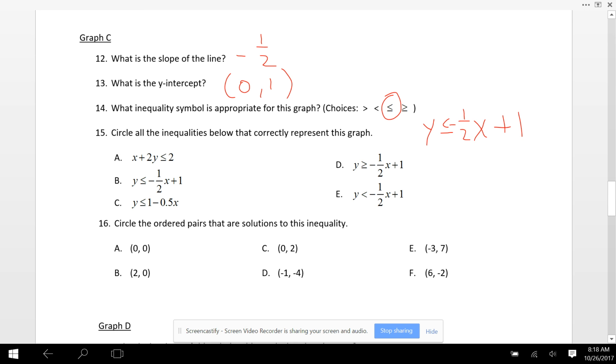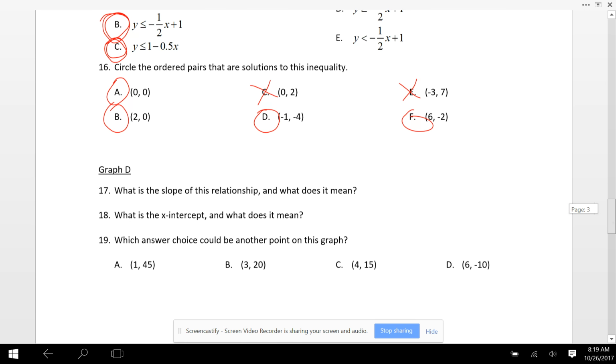So this one is the same, and this one is the same, because I can have -1/2 x plus 1, or I could have 1 minus 1/2 x. So B or C, those are both correct. Okay, we went through the inequalities by looking at them on the graph, and we decided these were inequalities and these were not, because they were not in the shaded area.